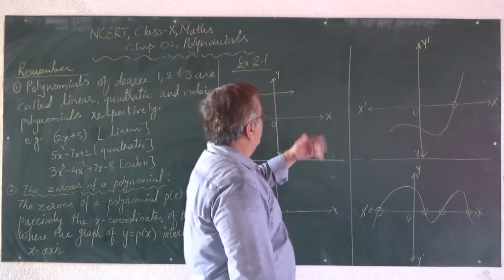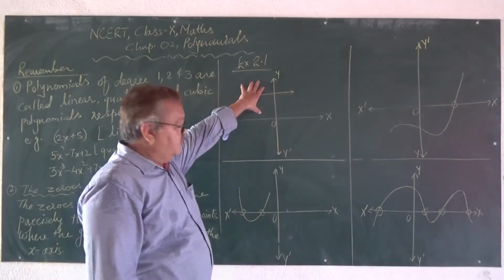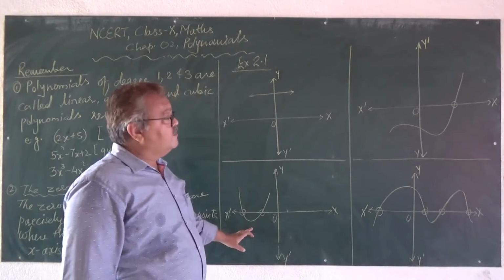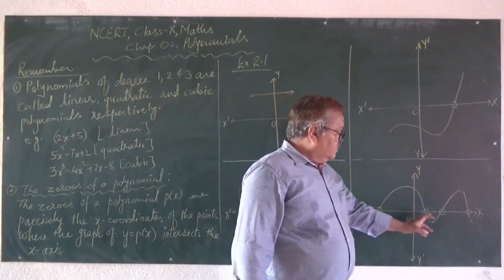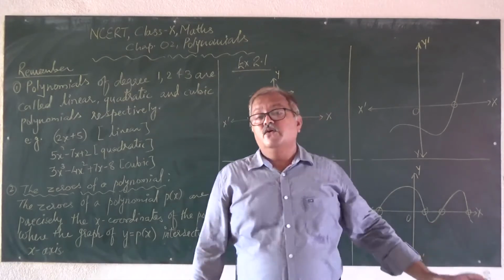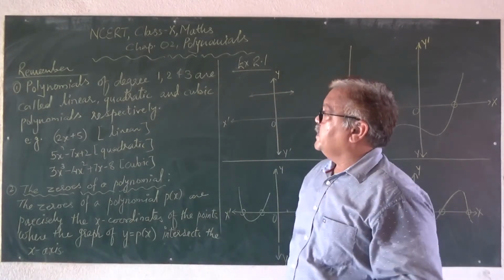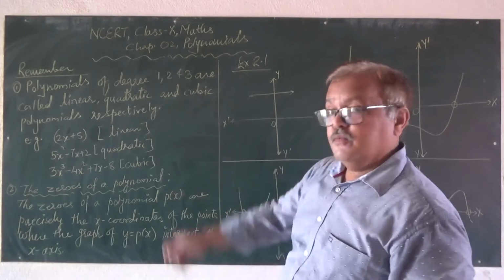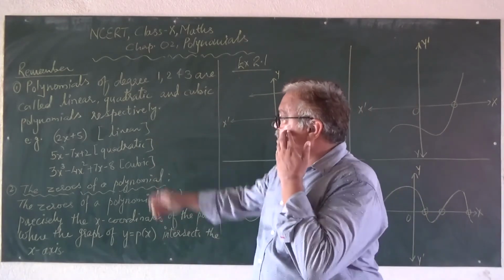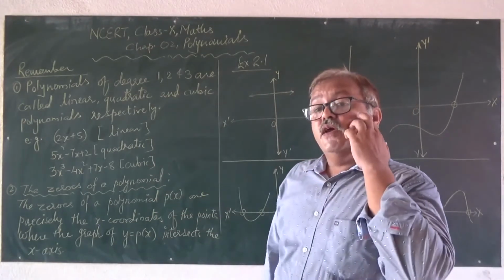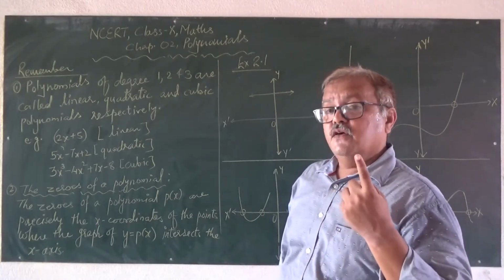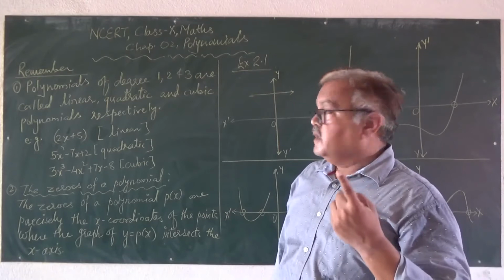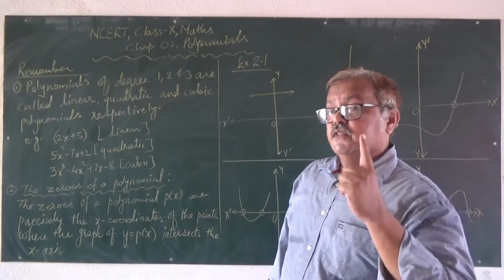So let us revise once again. No zero for this example, 2 zeros for this example, 1 zero for this example and 4 zeros for this example. Okay, so let us come back to these points. We have seen linear, quadratic, cubic. So linear will be having how many zeros? For linear, x raised to 1, the highest degree of the variable x is 1. So it will be having only 1 zero.